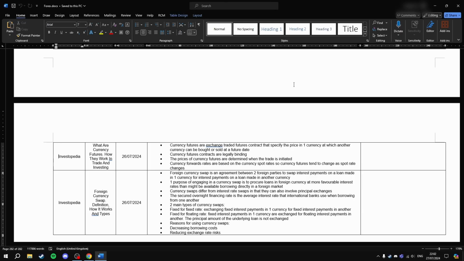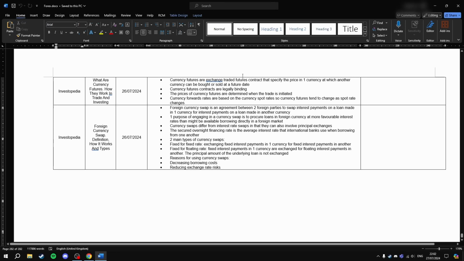So foreign currency swap is an agreement between two foreign parties to swap interest payments on a loan made in one currency for interest payments on a loan made in another currency. So one purpose of engaging in a currency swap is to procure loans in foreign currency at more favorable interest rates that might be available borrowing directly in a foreign market. So currency swaps differ from interest rate swaps in that they can also involve principal exchanges. So the secured overnight financing rate is the average interest rate that the international banks use when borrowing from one to another. Two main types of currency swaps.